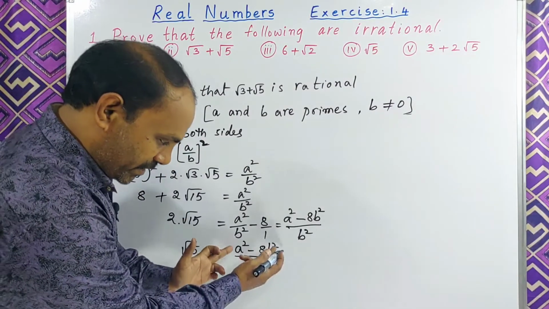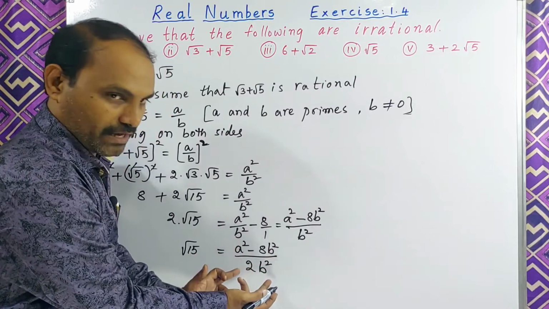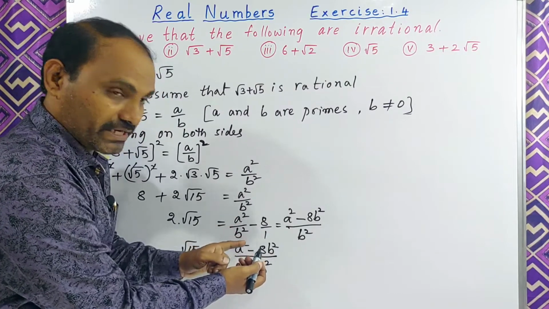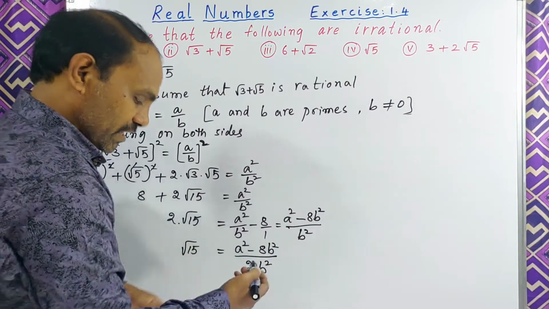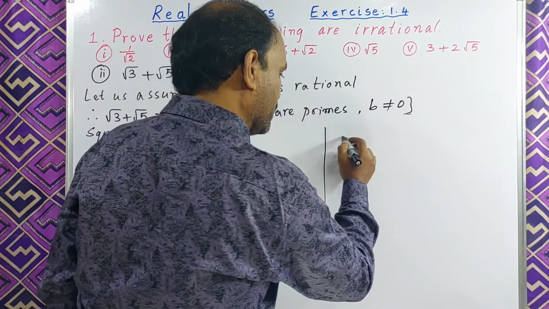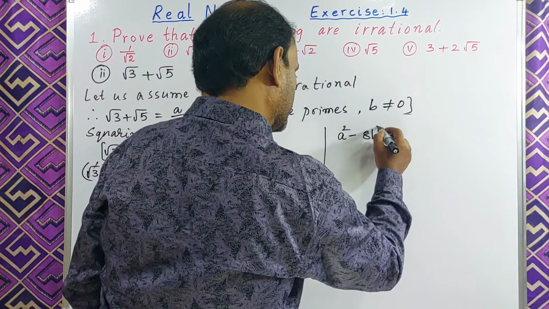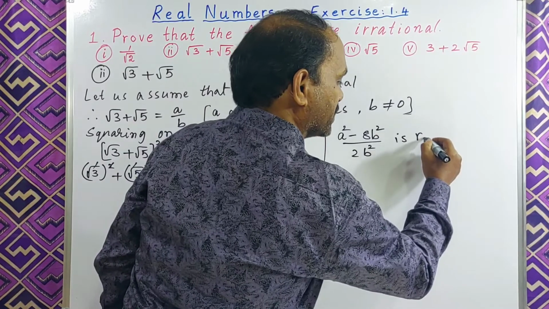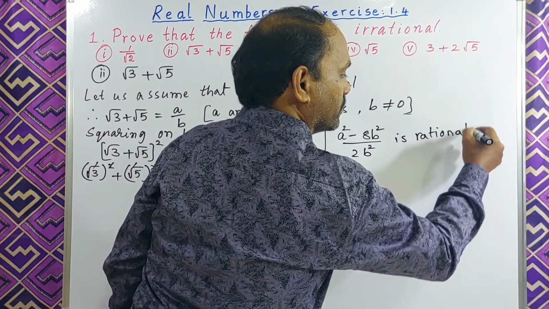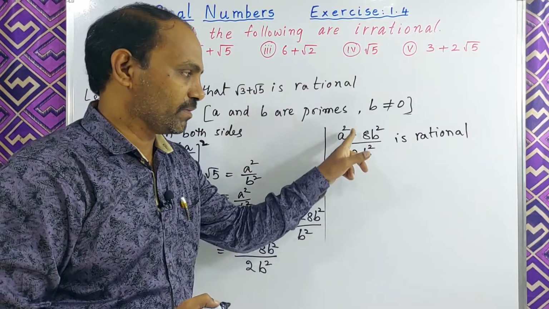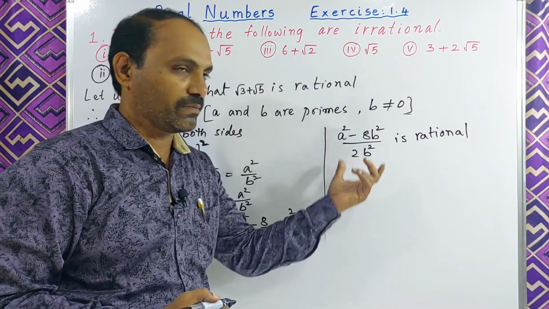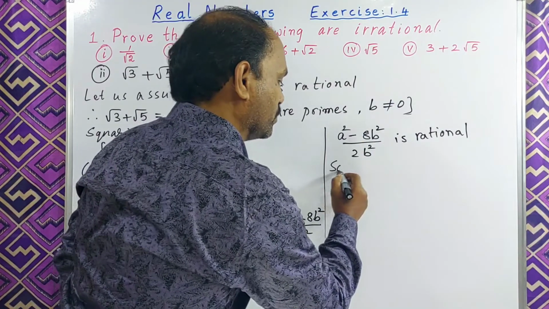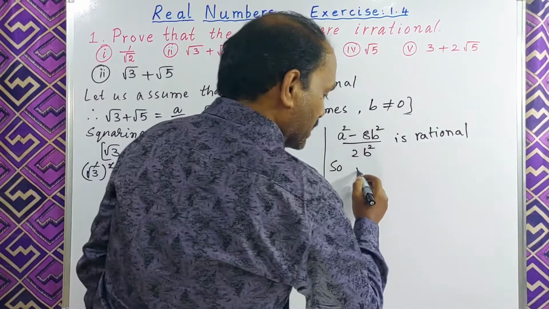Now look at this one: there is a numerator and a denominator. What we conclude here is that a square minus 8b square by 2b square is a rational number. Why is it rational? Because it is in numerator by denominator form. If there is a numerator by denominator, then that one is a rational number. So root 15 is also a rational number.